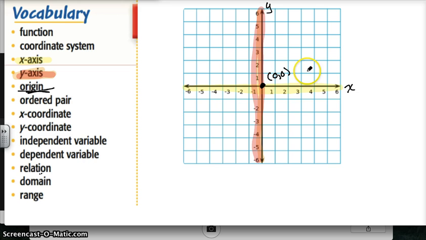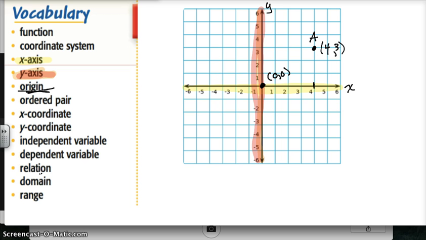Ordered pairs refer to the way that any point on this coordinate plane or within this coordinate system is named. So if I had, for instance, a point here, let's call it point A, this has an ordered pair that is associated with it. So what we do when we name an ordered pair is we first figure out the x term. This x value would be 4, and the y location would be 3.